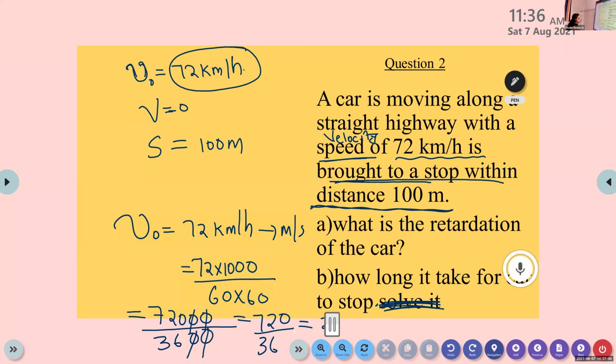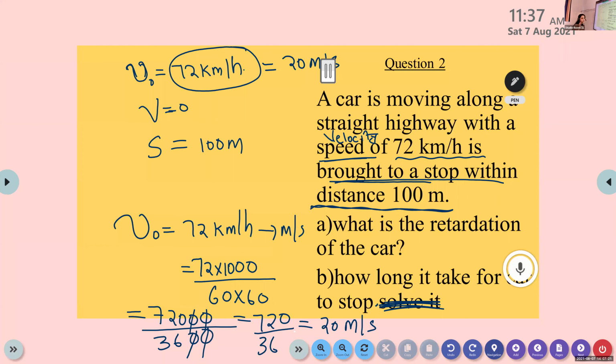Now, here we are finding the velocity, initial velocity, conversion of initial velocity from kilometer per hour to meter per second. So it is 20 meter per second. So our initial velocity v0 is equal to 72 kilometer per hour, that is equal to 20 meter per second.